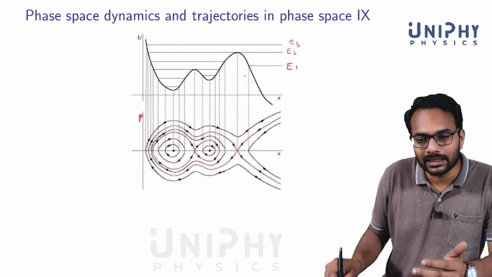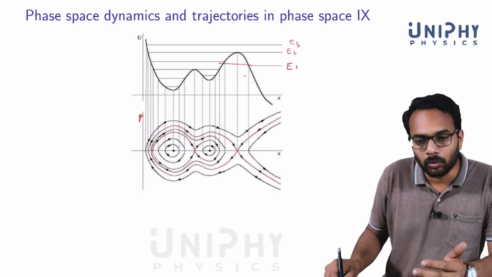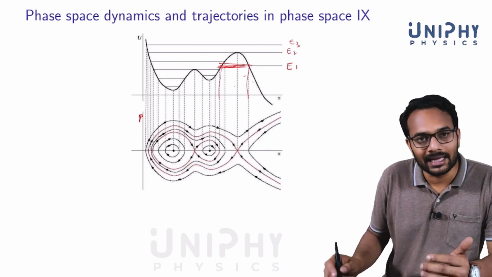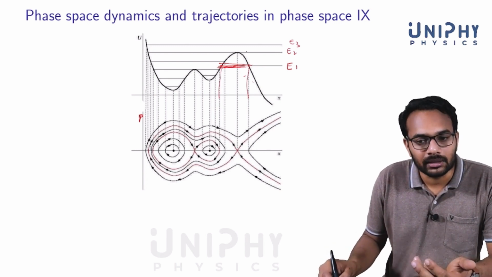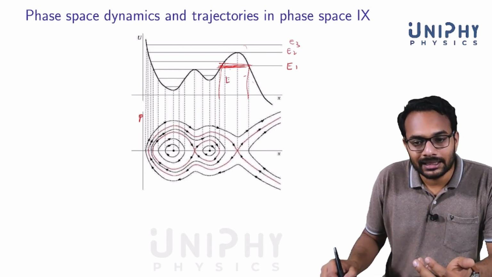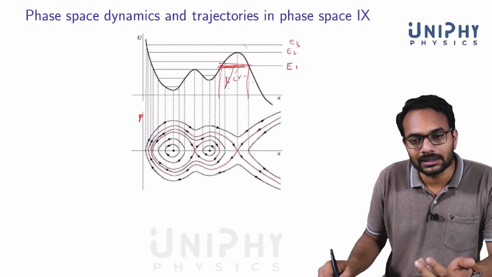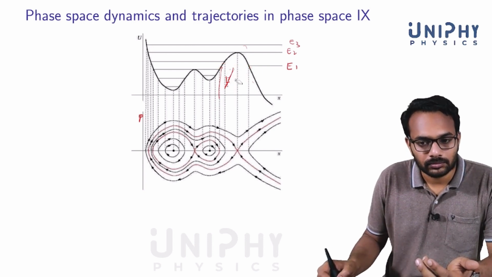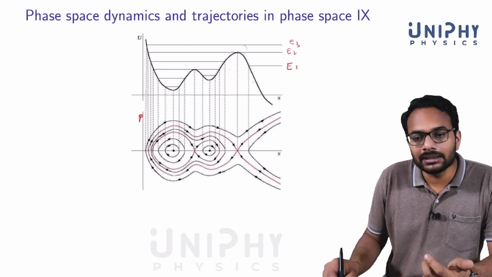It's clear that if you extend this line for E1, if a particle is with energy E1, then this region along the x-axis is completely forbidden, because inside this E is less than V. So this is a forbidden region. Okay, that's one point.